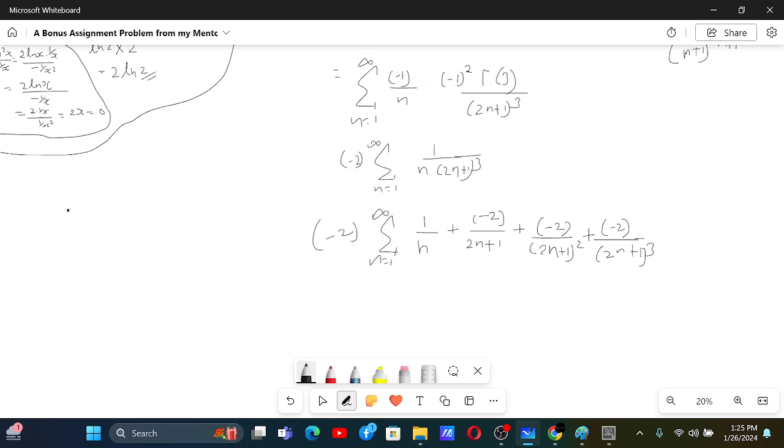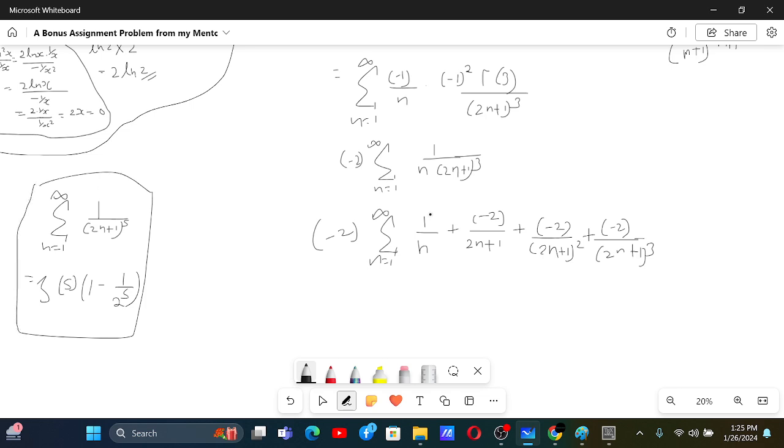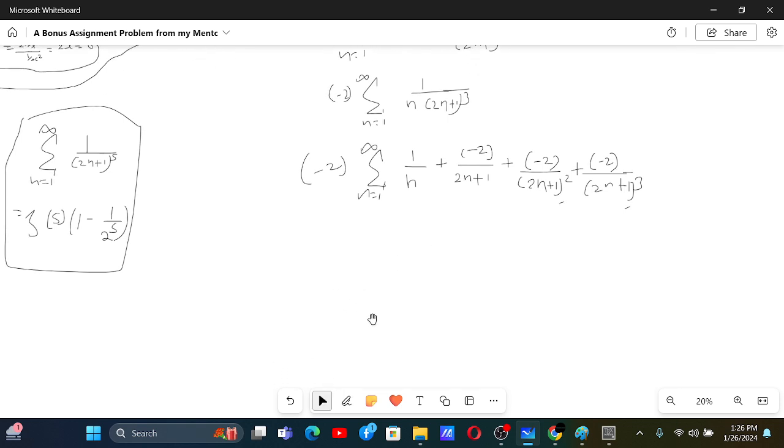Basically, we can find these values from n equals 1 to infinity of 1 by 2n plus 1 to the power s. So this one will just be equal to the Riemann zeta of s times 1 minus 1 by 2 to the power s. We can use the formula to find these two values, and for this one we can go into the digamma function. Okay, let's see how we solve this.